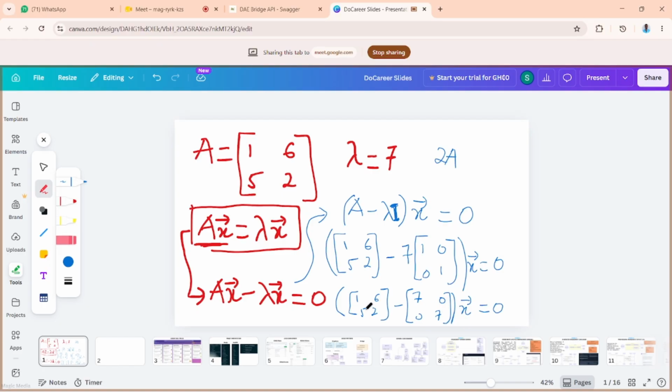So now we need to do this subtraction, because we explained that for matrix subtraction, it's just direct element by element. 1 minus 7 will be negative 6. 6 minus 0 will be 6. 5 minus 0 will be 5. And 2 minus 7 will be negative 5. So we have this matrix against this vector equal to 0.